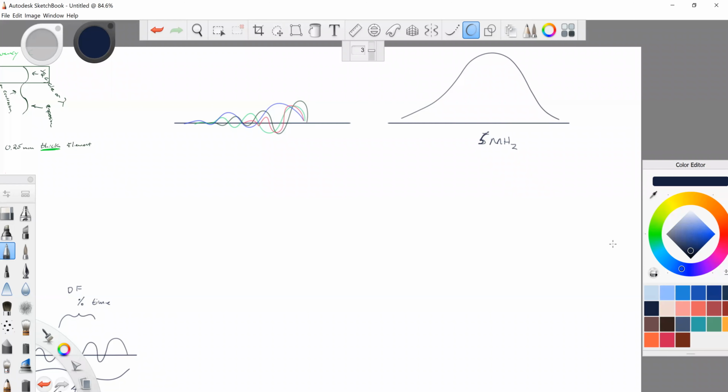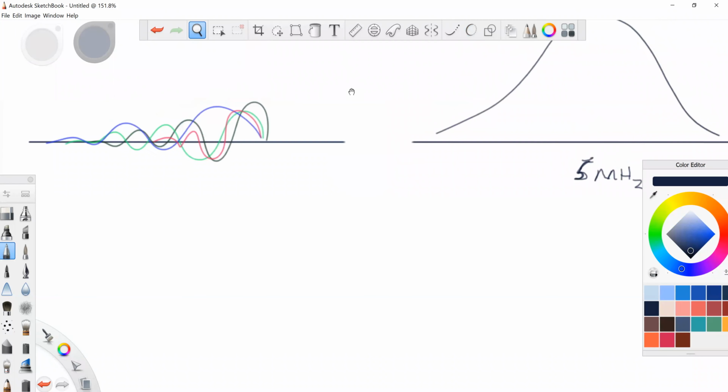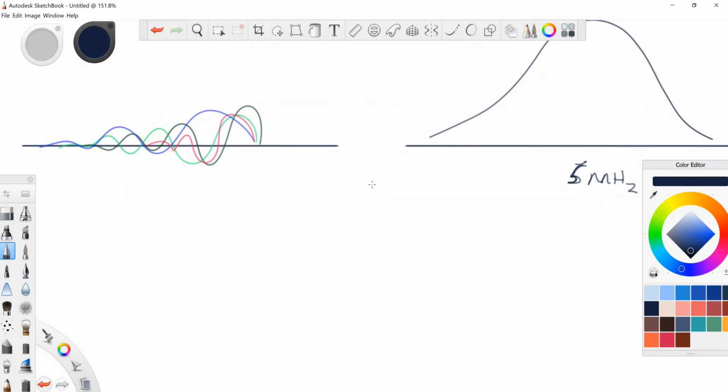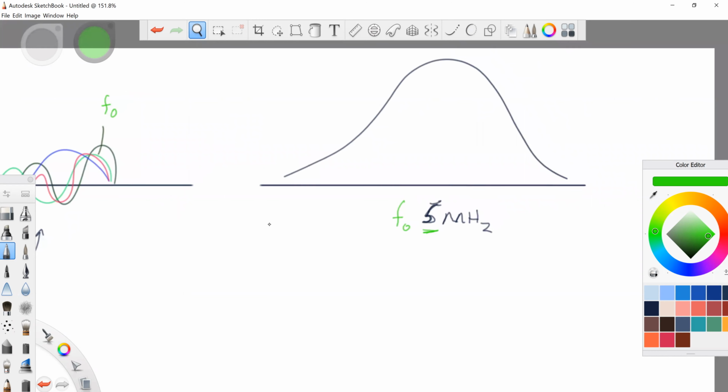Okay guys, here we are again. I just redrew my little mess. All right, so I've redrawn my broadband pulse here, a pulse with many frequencies buried within it. And I don't know which color my center frequency is. I think green is the closest color to the center frequency. In our case, the center frequency, the happy place, is 5 megahertz for this question. That's the center frequency of 5 megahertz.